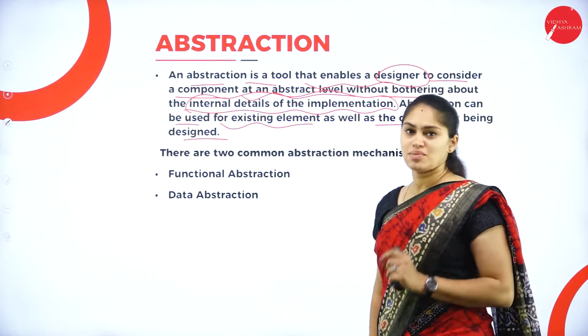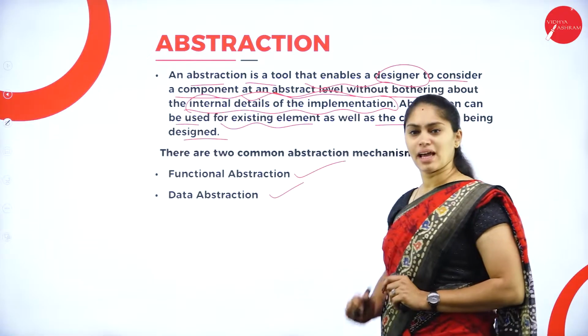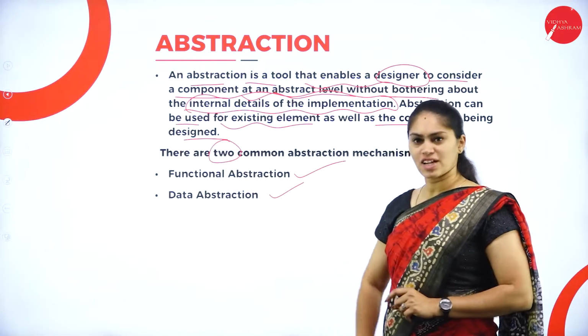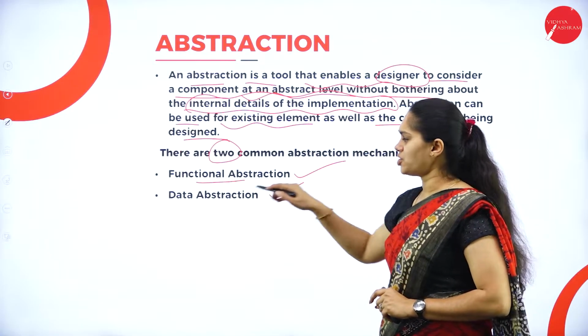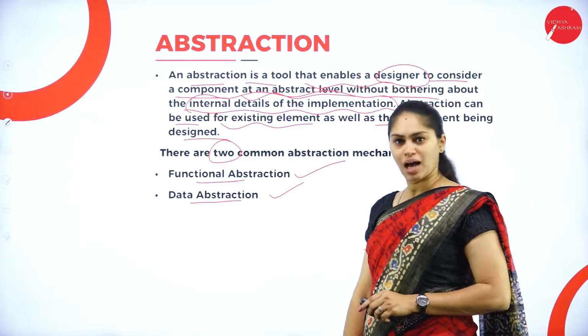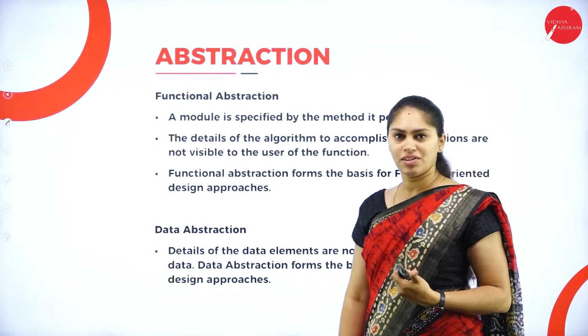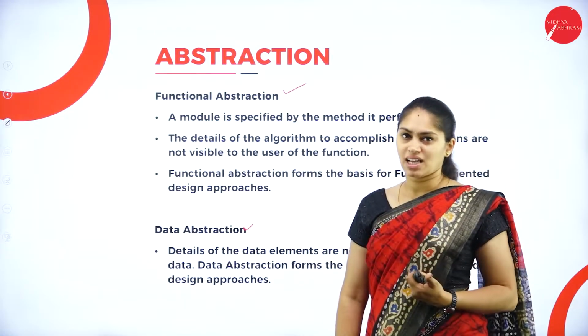Then what are the types of abstraction we have? It can be functional abstraction and data abstraction. There are two types of abstraction we have in the design principle. Under that we have functional as well as data abstraction. We'll see the functional abstraction here. So already we know that we have two kinds of abstraction, functional as well as data abstraction.